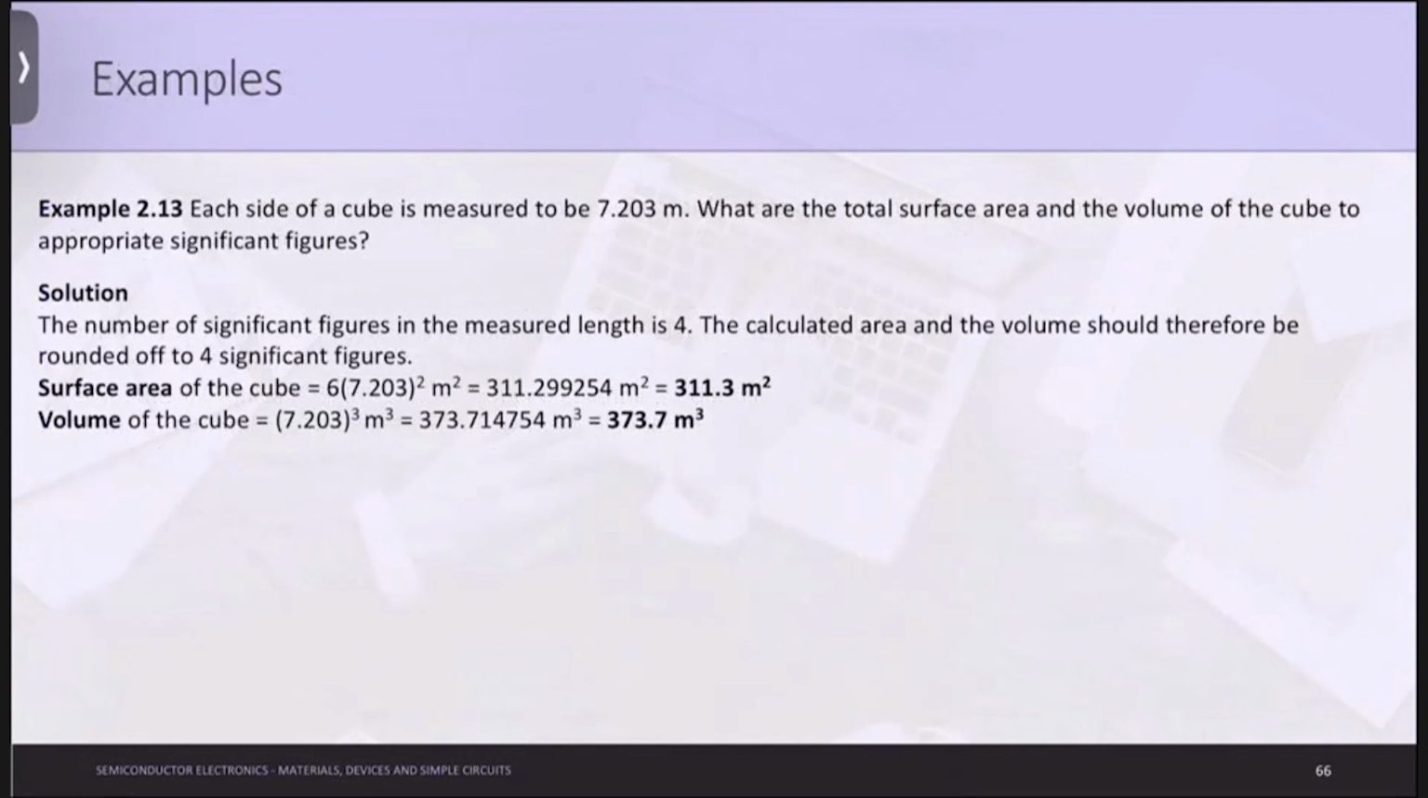Fine, then let's move on. Let's move on with one of the examples. Please understand the example very clearly, and then it will be very easy to move forward. So, each side of a cube is measured to be 7.203 meter.